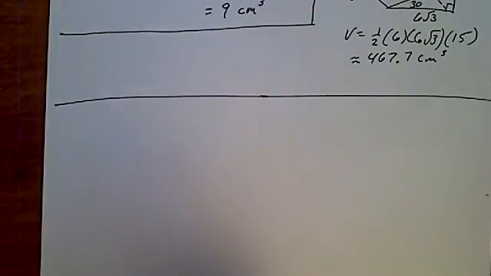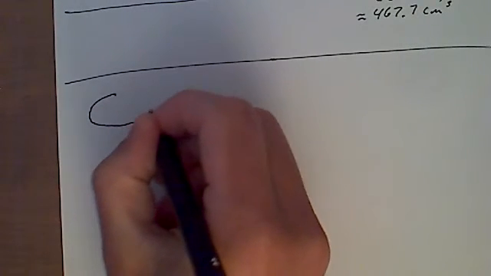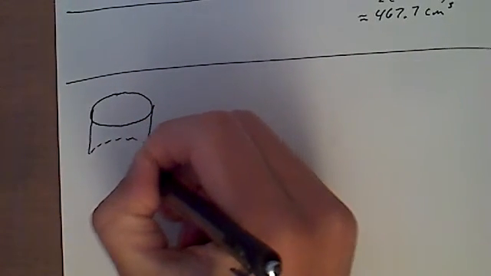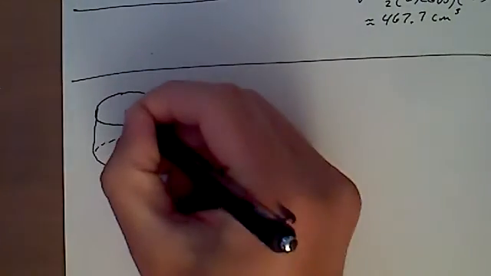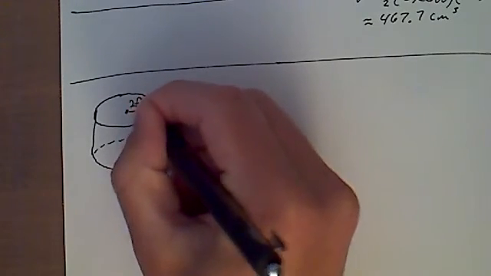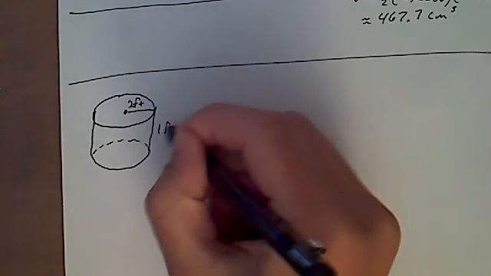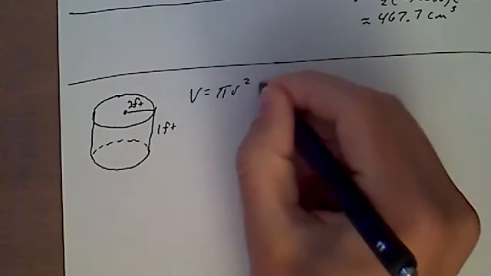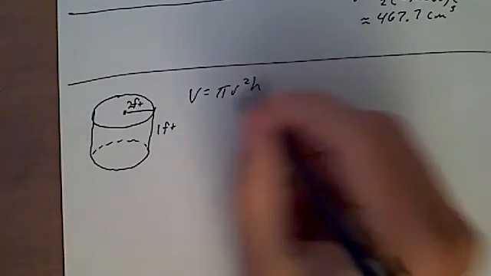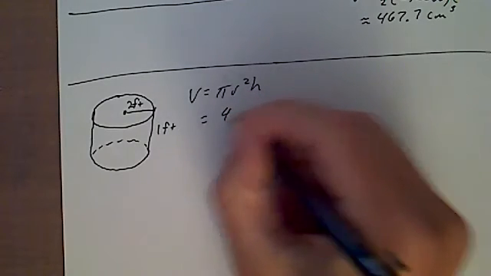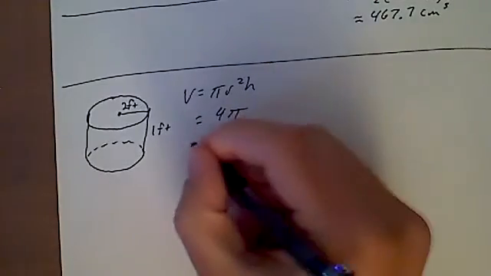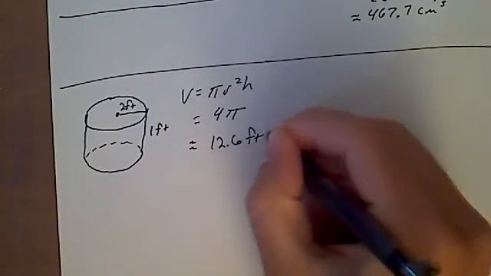All right, as usual, the volumes for prisms, the volumes for cylinders are easier. We have a little cylinder. Say it's 2 feet by 1 foot, not drawn to scale. Volume is pi r squared times the height. Radius is 2, and the height is 1, so this is 2 squared, which is 4, times the height of 1, so we just get 4 pi. That is about 12.6 feet cubed.